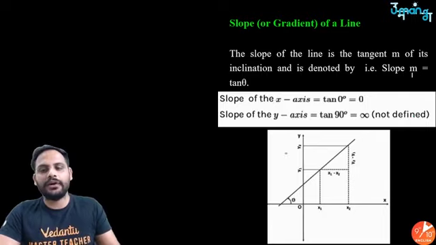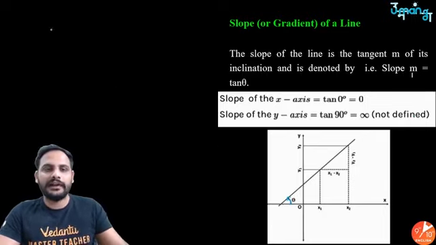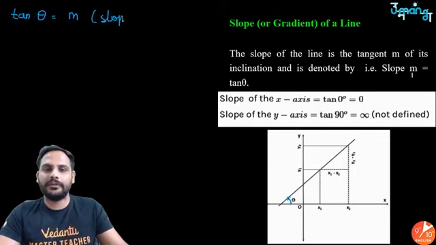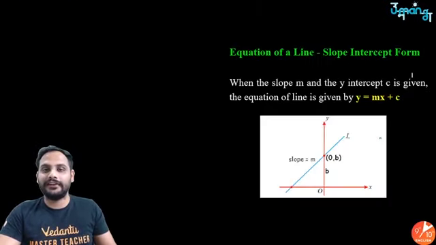So slope: by whatever angle you have got, that measurement, the inclination theta, its value of tan theta is called your slope, denoted by m. So the slope of the x-axis, making an angle of 0 degree with the x-axis, is tan 0 degree, which is 0. The y-axis is perpendicular to the x-axis, so tan 90 is infinity, not defined.